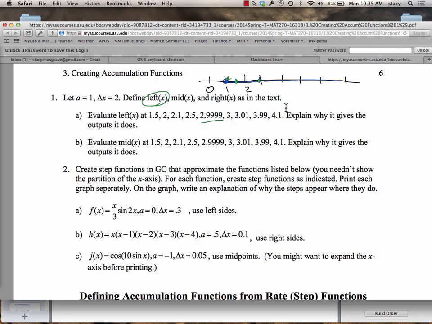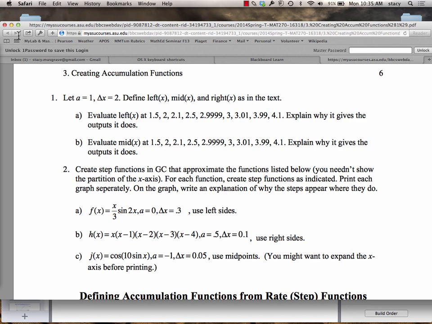What about at 4.1? That's over here, 4.1. What's the left endpoint of that interval containing 4.1? 3. So that will be the output of left of x. Is that okay? People got that? We're good here? Okay, good. Because if that doesn't make sense, then a lot of things don't make sense.